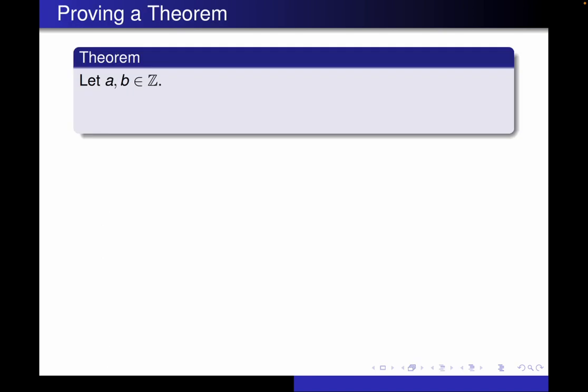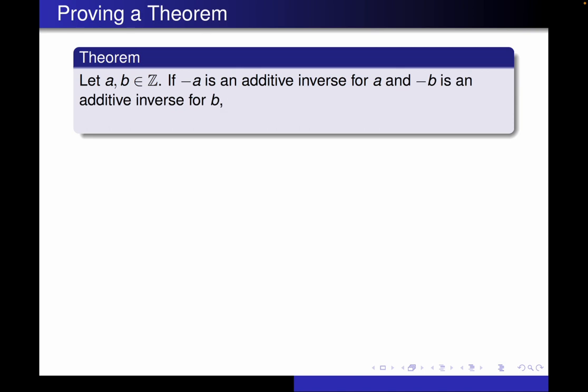All right, so now let's go ahead and try proving a theorem. If we have two numbers a and b in the integers, if negative a is an additive inverse for a and negative b is an additive inverse of b, then the question is, what is an additive inverse for a plus b? We're going to fill in that blank after we play around for a while. But like with lots of theorems, we may not know what the answer is. We may pose it as a question and then figure out the answer, and then that's our theorem.